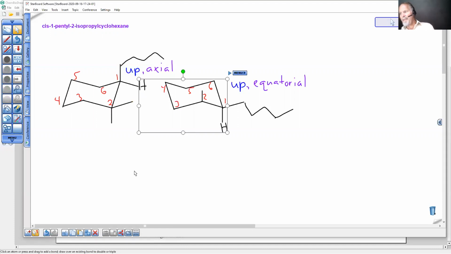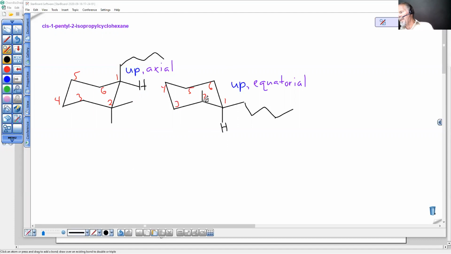Okay, notice I haven't put any groups on there yet. Carbon 2, I've got the axial because I always do that first. Now my question for you is, equatorial like this? And the answer is no. I know it's down, but it is not parallel to this or this. You chose the wrong direction. It is this one, parallel to that and parallel to that.